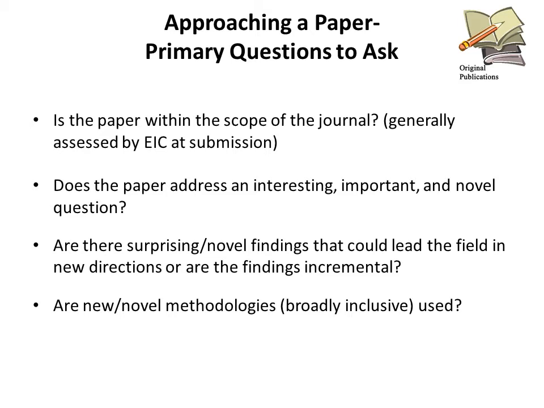Negative findings may be important, but one needs to be sure they are not related to a type 2 statistical error. You have to ask yourself these potential questions. Is the paper within the scope of the journal, generally assessed by the EIC at submission time? Does the paper address an interesting and important and potentially novel question?